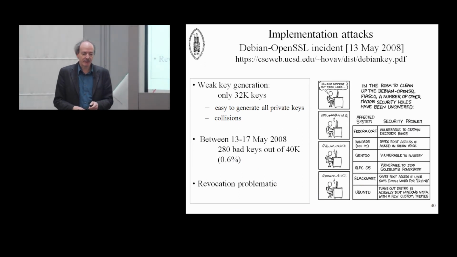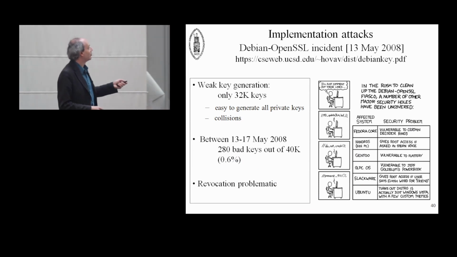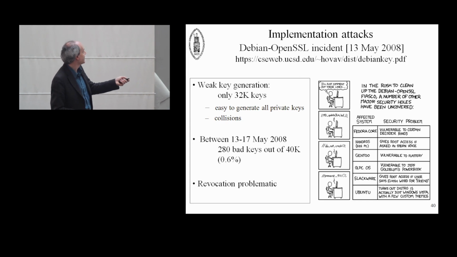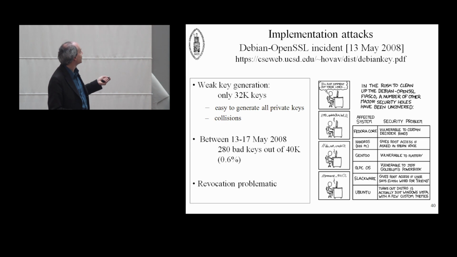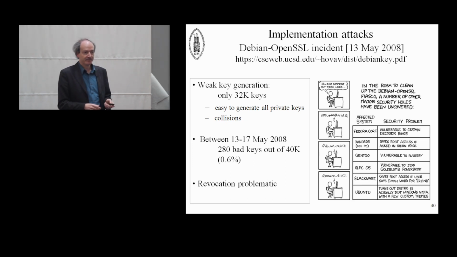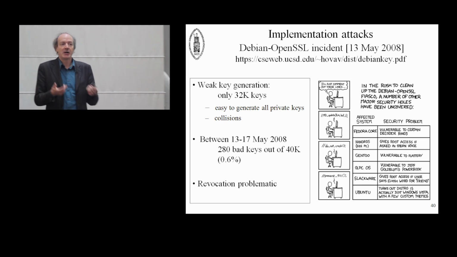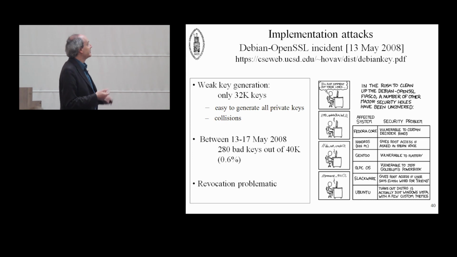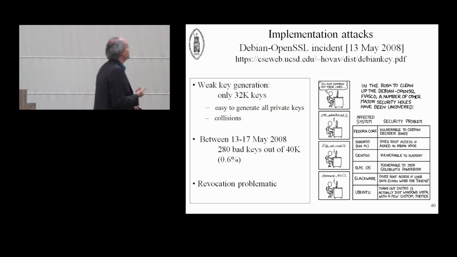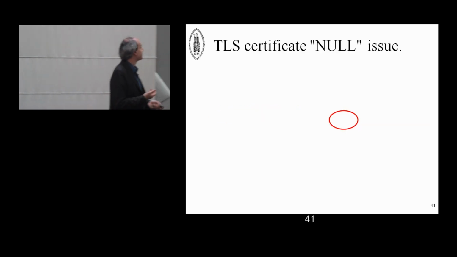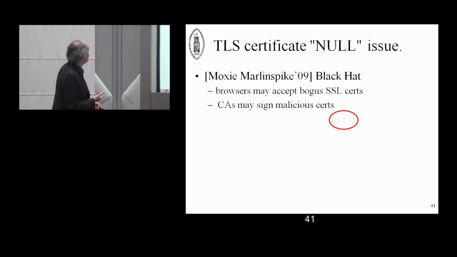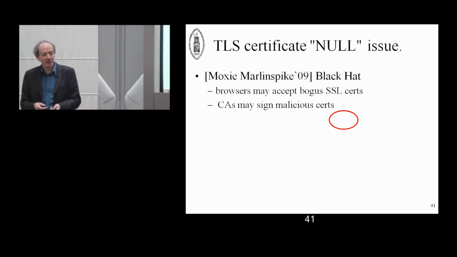Yesterday I mentioned the Debian problem, where this guy commented out all these MD updates used to collect randomness. For a few weeks, this generated only about 32,000 keys coming from a small set, which you can all reconstruct. This is, of course, an OpenSSL implementation issue, and it's a major problem. I think this next one is a very cool one, discovered by Moxie.